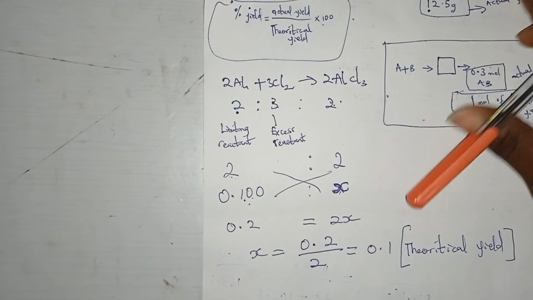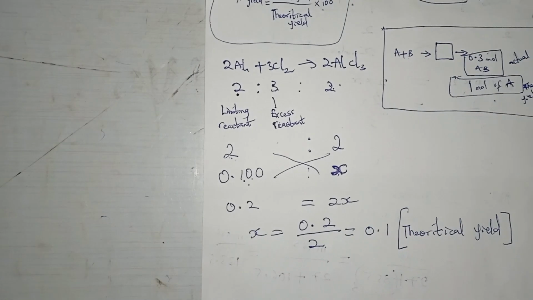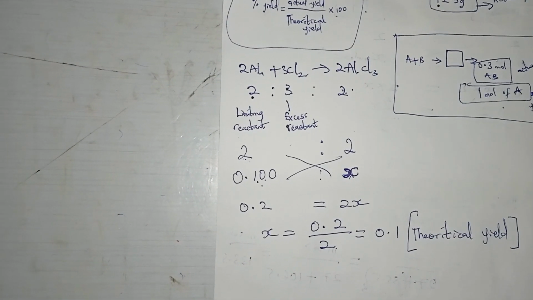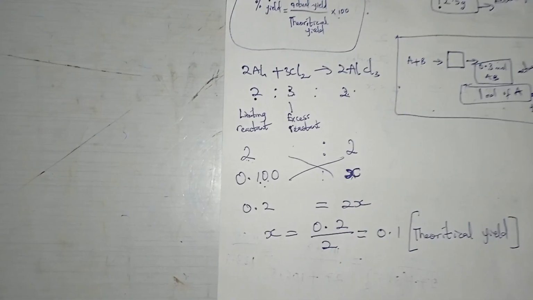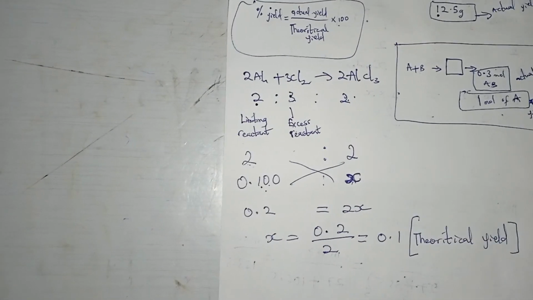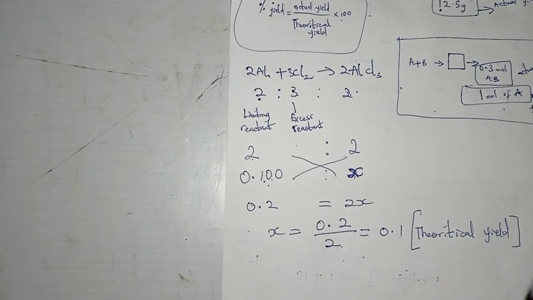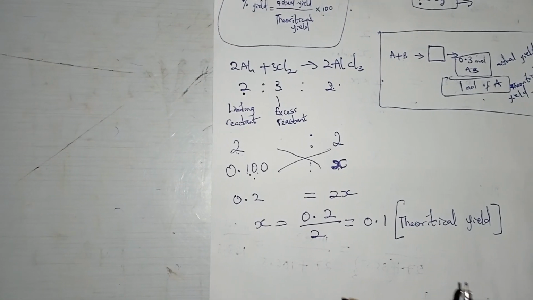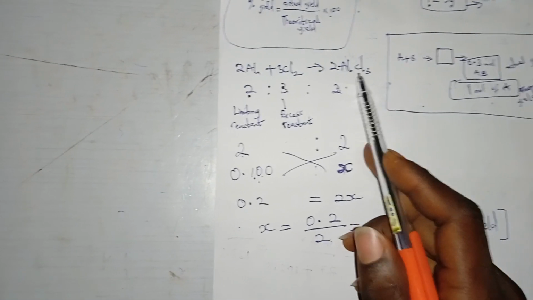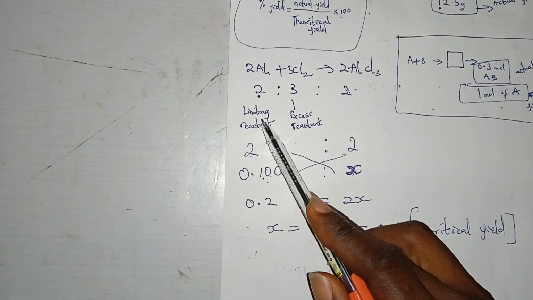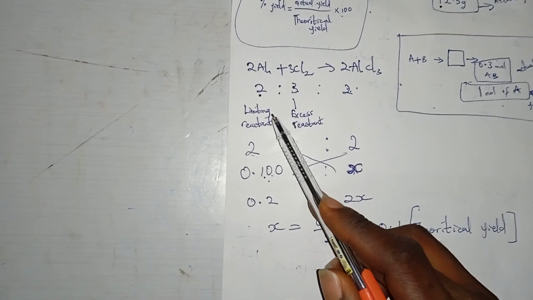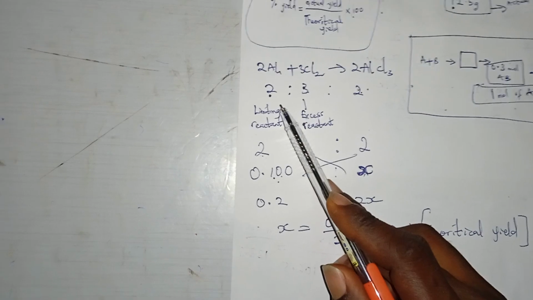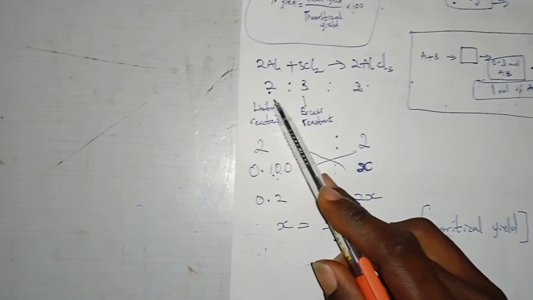So theoretical yield, when it's finding moles or stoichiometry, you're always comparing what you're given against what you're asked to find. But once they ask you to find percentage yield or theoretical yield, when you are finding theoretical yield, it will always be the products against the limiting reactant. The limiting reactant is simply the one that has the least mole.